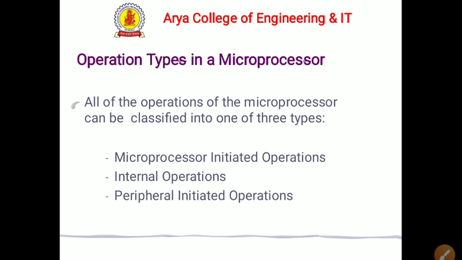Now we have some operation types in microprocessors. All of the operations of a microprocessor can be classified into three types. First is microprocessor initiated operations, which are initiated by the microprocessor. Second is internal operations, which are related to the internal architecture of the microprocessor. Third is peripheral initiated operations, that means the operations performed by the devices which are connected to the microprocessor.